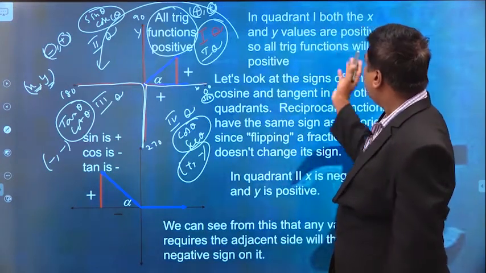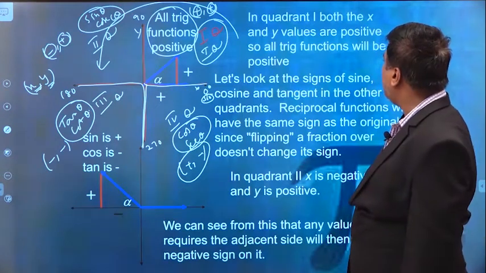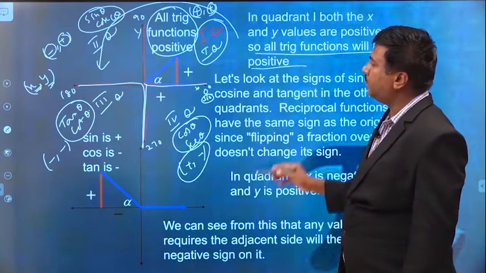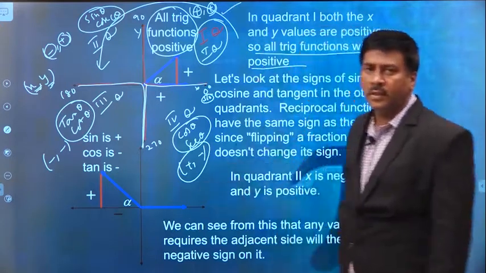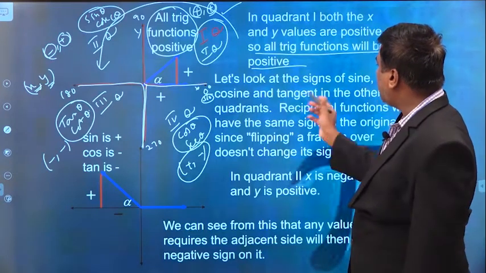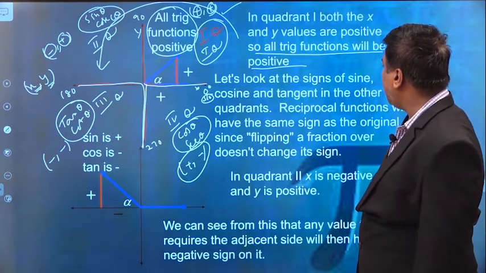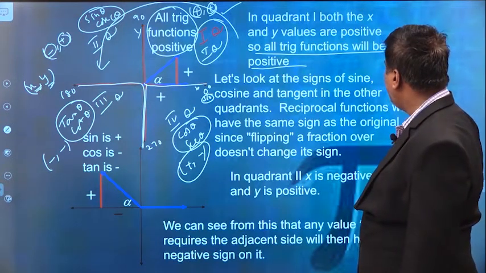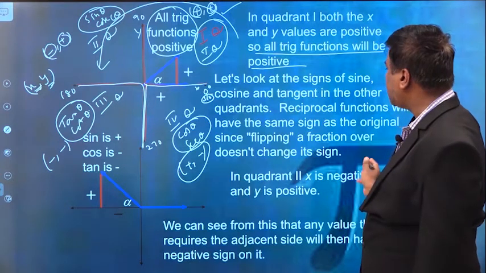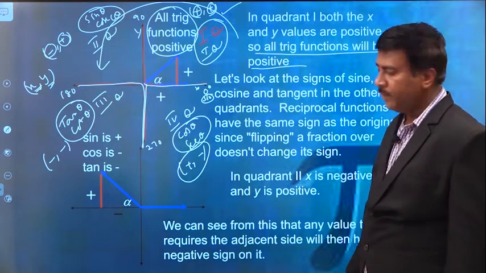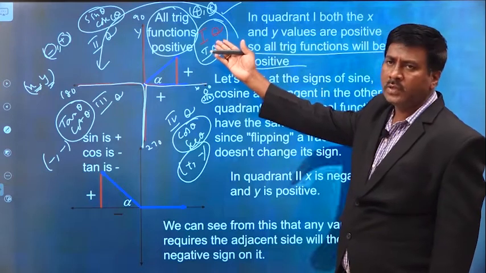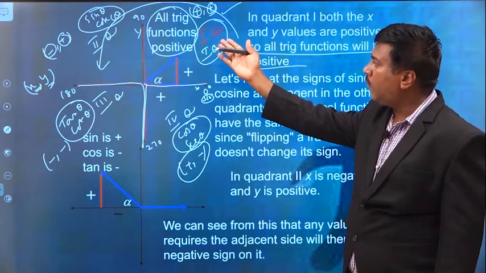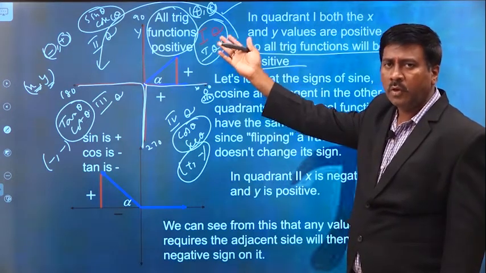Now, in this quadrant, both the x and y values are positive, so all the trigonometric functions will be positive. That is in the first quadrant. Now, let us look at the signs of sine, cosine and tangent in the other quadrants. Reciprocal functions will have the same sign as the original, since flipping a fraction over does not change its sign. That means sine and cosecant theta are reciprocal ratios. Therefore, sine theta and cosecant theta have the same sign.